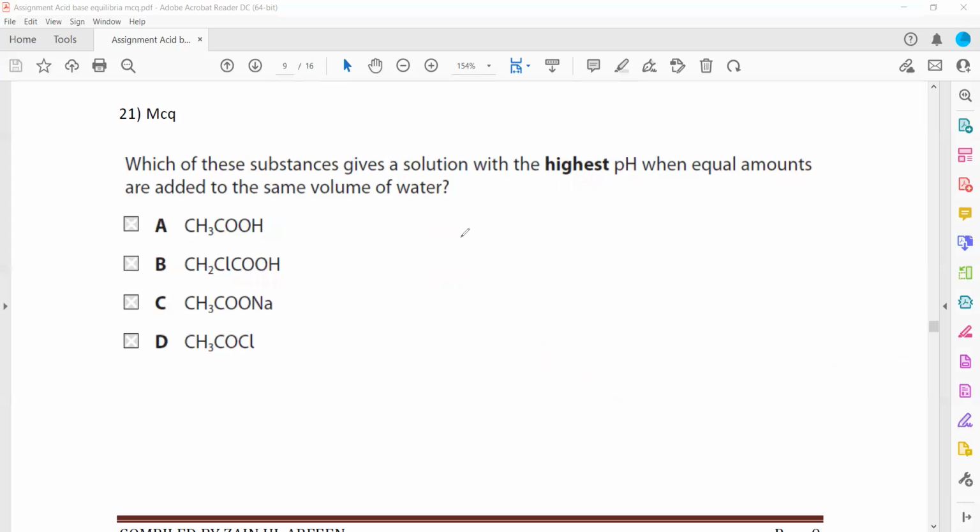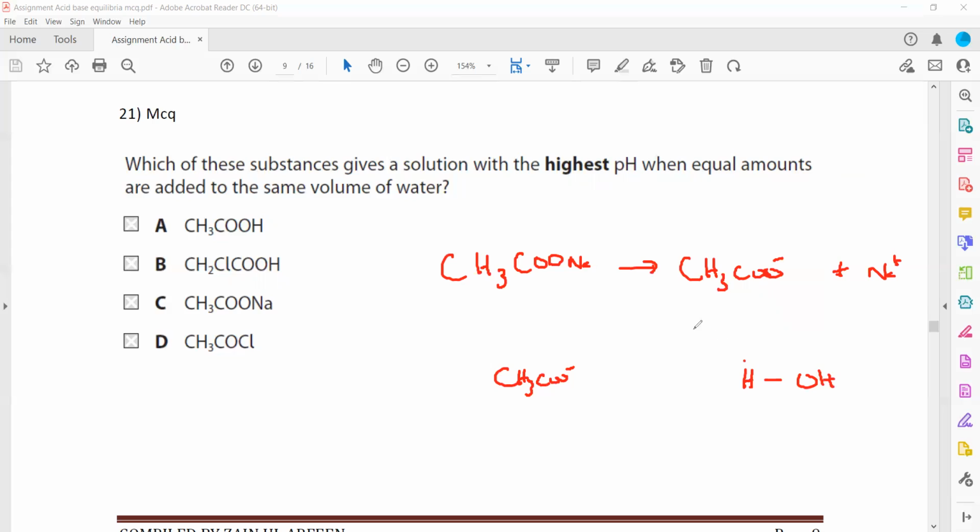The same thing happens with CH3COONa, sodium ethanoate. It is a salt, so when it dissolves in water it will form CH3COO negative and Na positive. This CH3COO negative has a tendency to accept protons. If there is a water molecule, H2O or HOH, that will donate a proton, and as a result it will produce CH3COOH, a molecule.